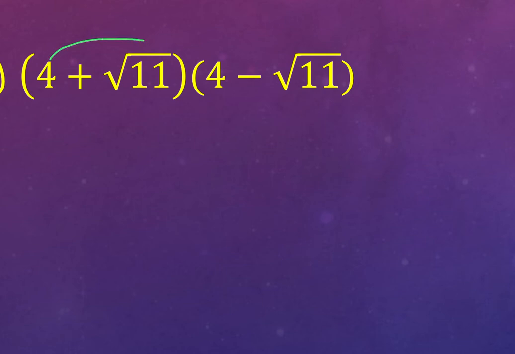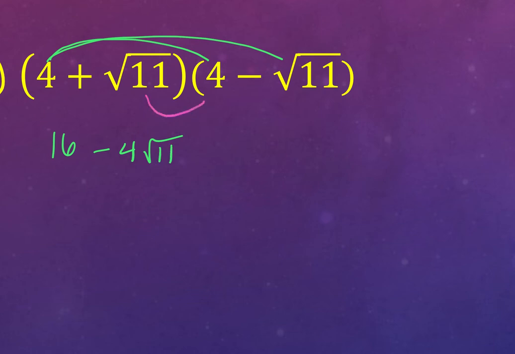So the 4 gets multiplied by the 4. That's 16. The 4 gets multiplied by the negative square root 11, so I get minus 4 square root 11. The 4 that's positive now gets multiplied by positive square root 11, so this is plus 4 square root 11. And the negative root 11 and positive root 11 becomes what? 11. Negative 11, but good. Because it's negative times positive, but root 11 times root 11 becomes just 11.